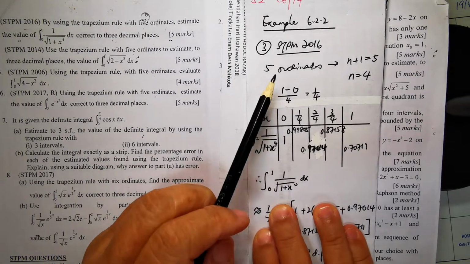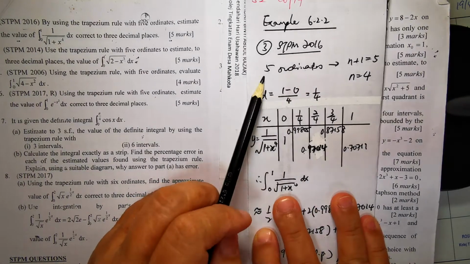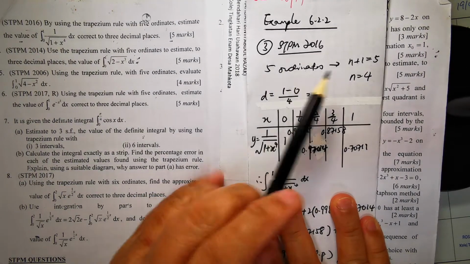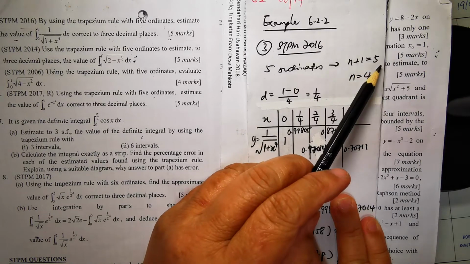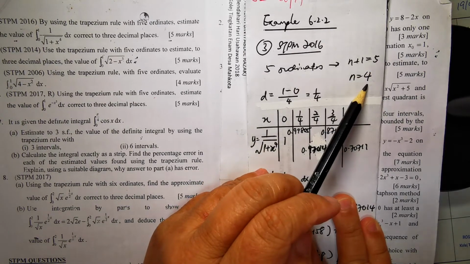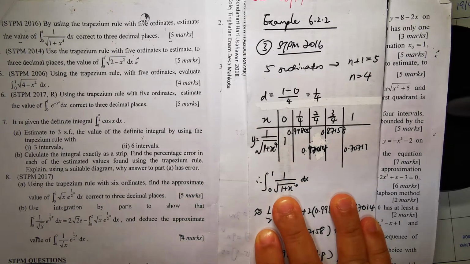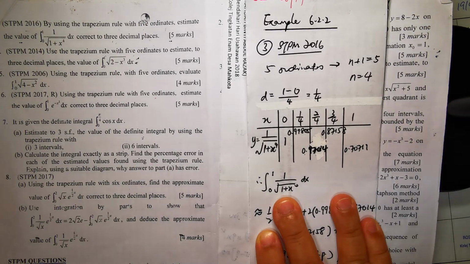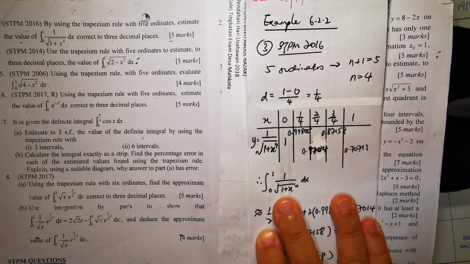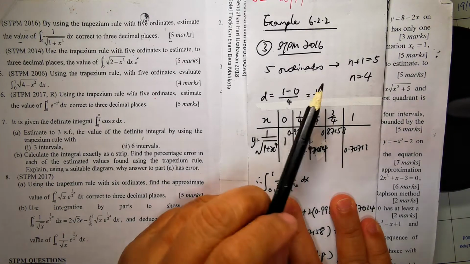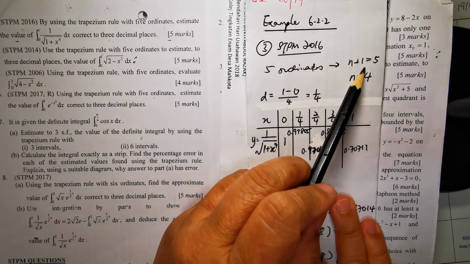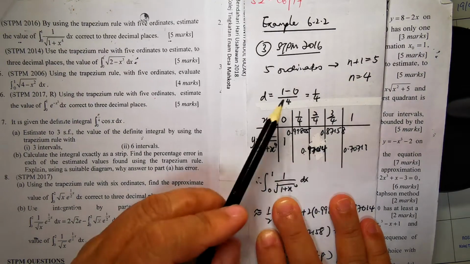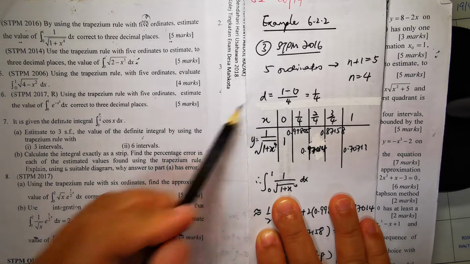Alright, the first part, they give us 5 ordinates, right? So remember, if they give you 5 ordinates, it means n plus 1 is 5, so your n is 4 only. Remember what ordinates, intervals and strips are. If ordinates, n plus 1, so your n is 4. Then we calculate our d.